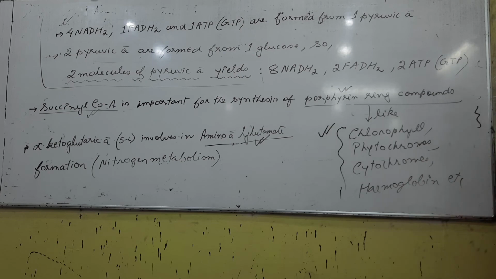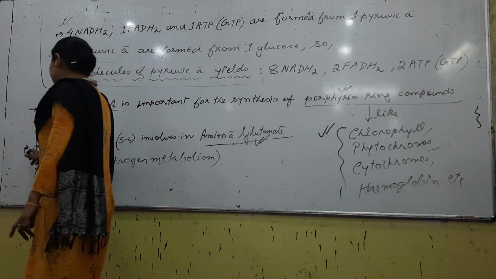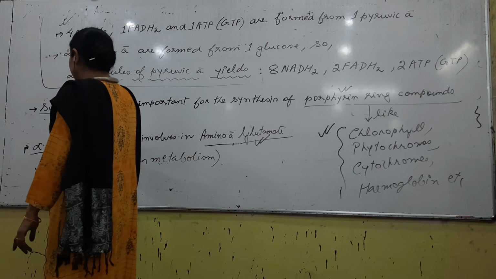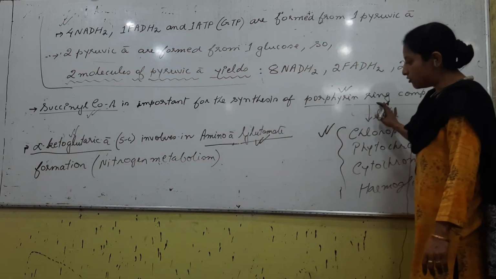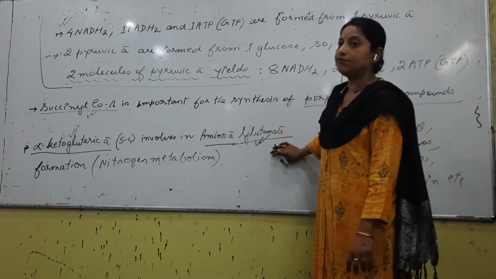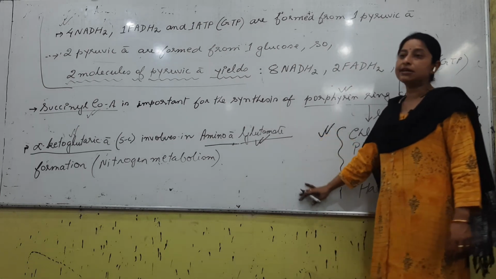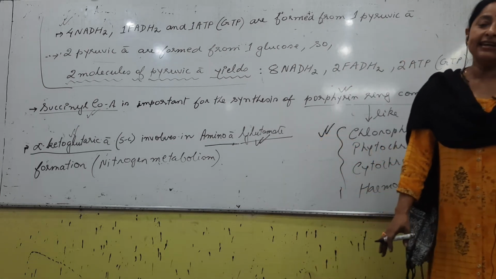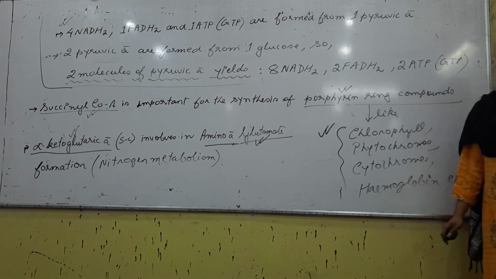In the amphibolic pathway, there are two important products: one is succinyl coenzyme A and the other is alpha ketoglutarate acid. We will talk about the cycle a bit later. Succinyl coenzyme A is associated with forming porphyrin ring compounds. Alpha ketoglutarate acid is responsible for the formation of an amino acid. What is the name of the amino acid? Glutamate or glutamic acid.